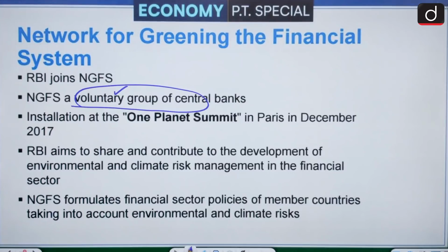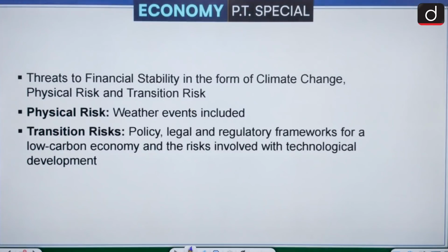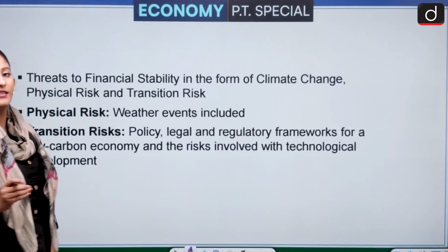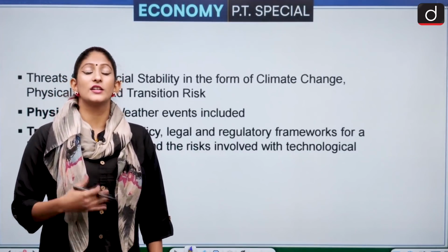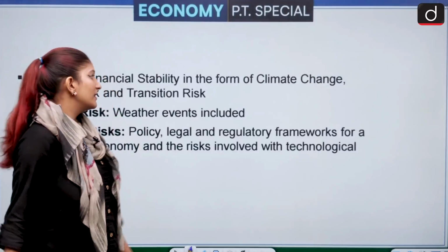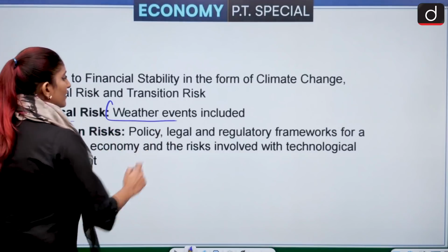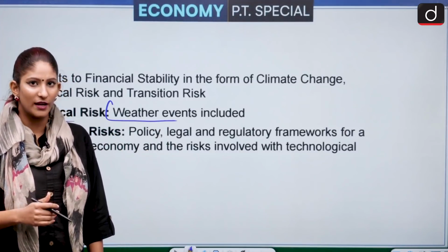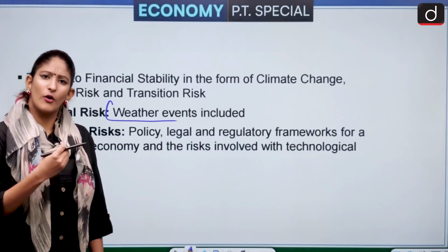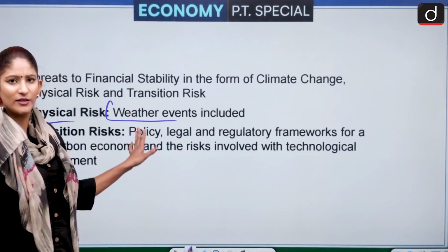Now NGFS formulates financial sector policies of member countries taking into account environmental and climate risk, the threats to financial stability in the form of climate change: physical risk as well as transition risk. So if there is a threat to the financial integrity of any country, NGFS will come into the picture and help the member state become climate resilient. Physical risks are extreme weather-related events which cause harm to financial integrity, such as floods or drought or anything with respect to weather.